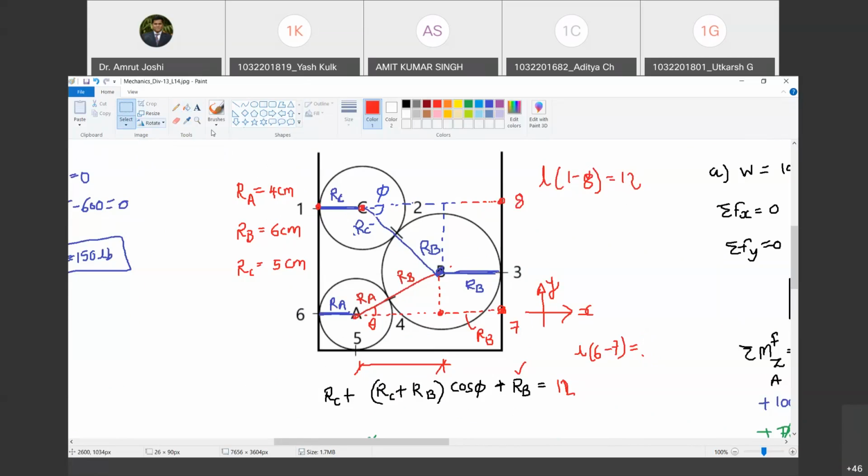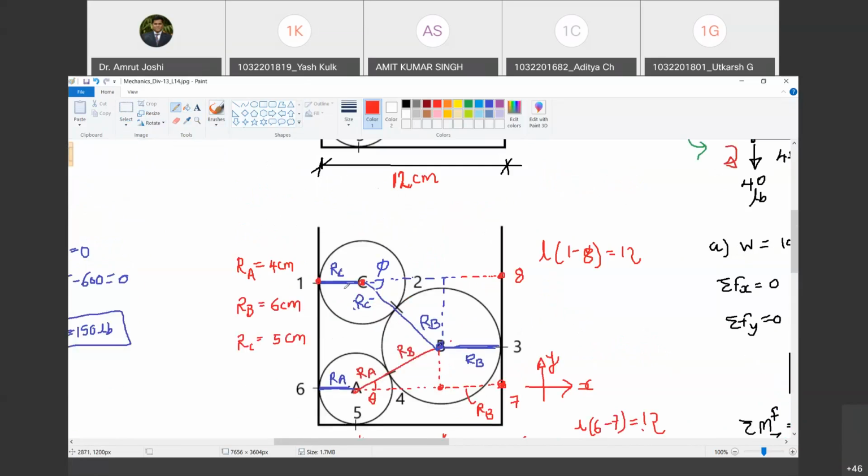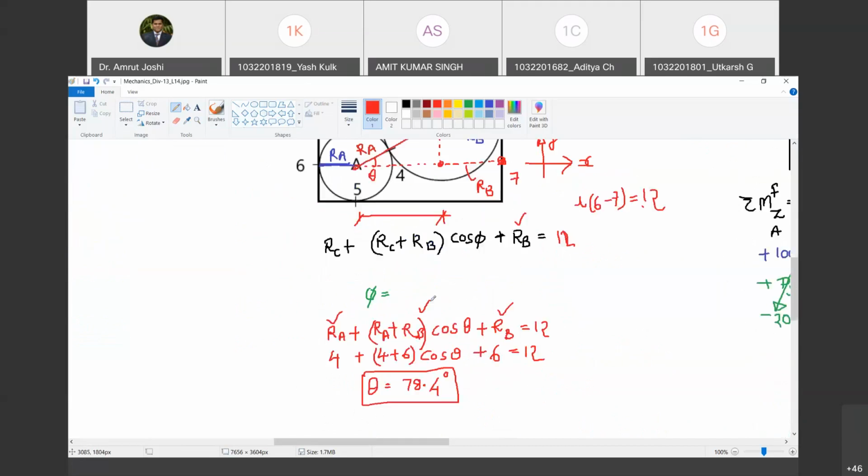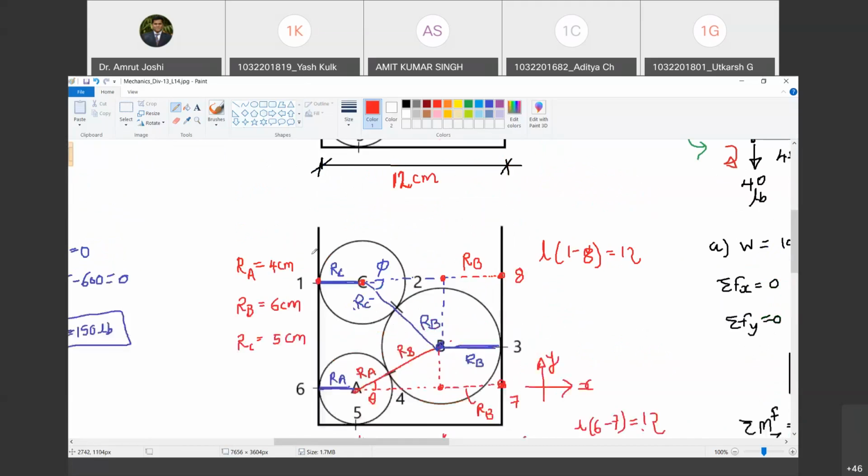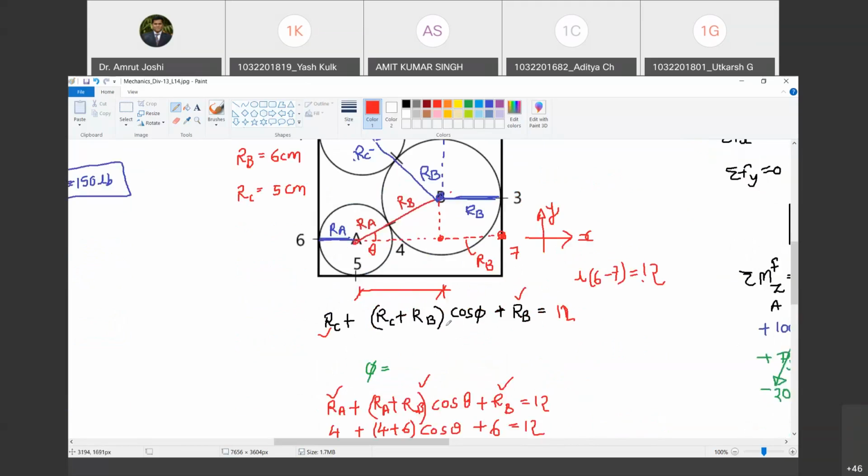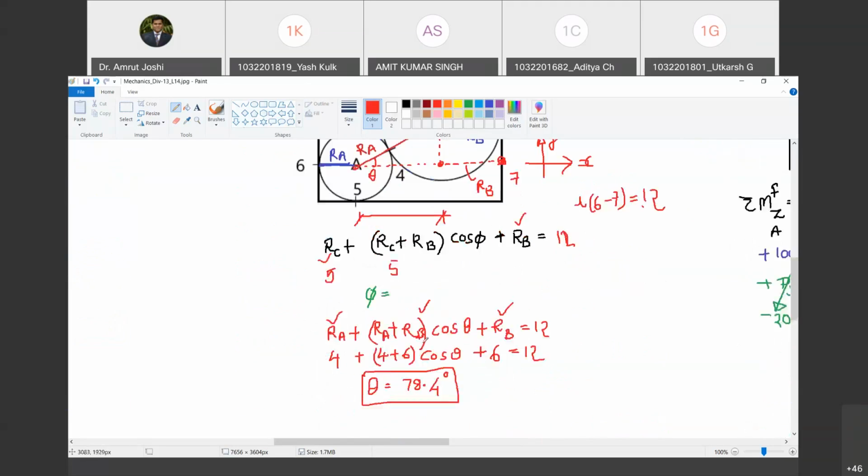Let me modify it. So now, how do we write this length? Now, this is RC. This distance is RB. So it is RC plus RB. And then how much is this distance? This distance is RC plus RB cos phi. Now, how much is RC? RC is 5 centimeter. How much is RB? RB is 6 centimeter.